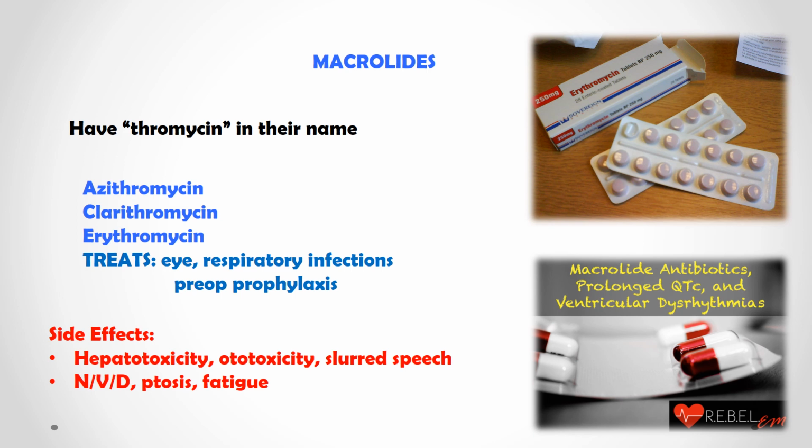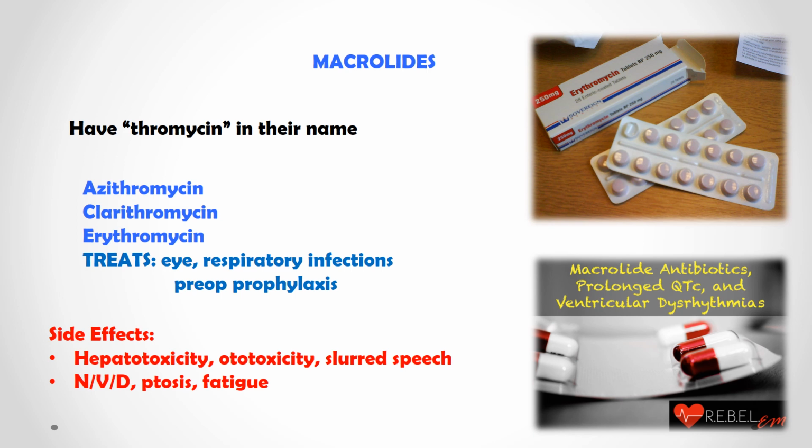Our next set of antibiotics are the macrolides. Macrolides sound similar to aminoglycosides because they have thromycin in their name. If you remember the mnemonic ACE, A for azithromycin, C for clarithromycin, and E for erythromycin, you will remember the macrolides. Macrolides are used to treat respiratory infections, otitis media.